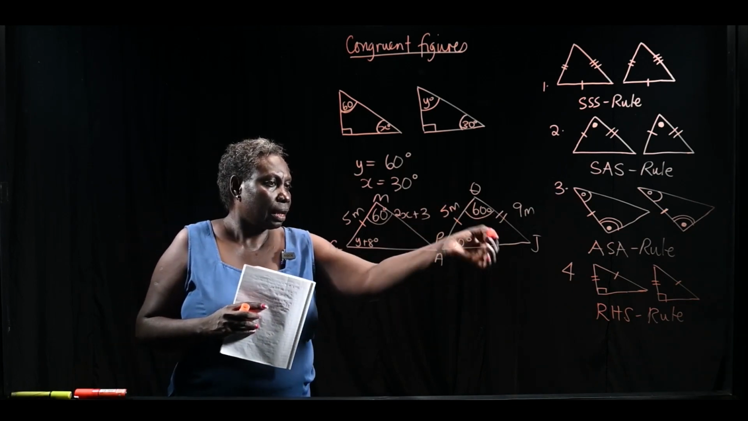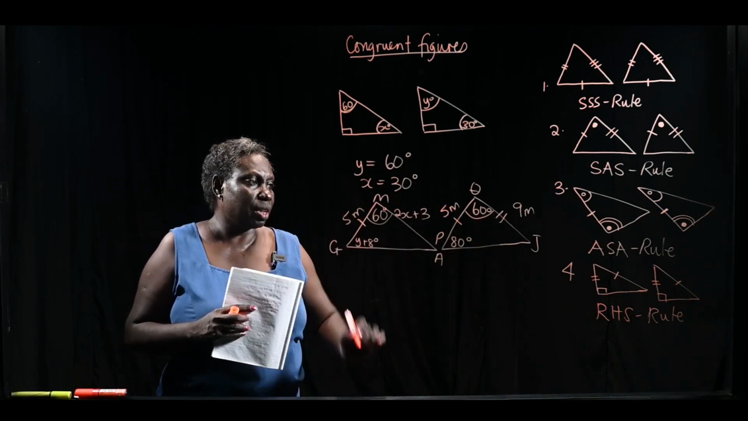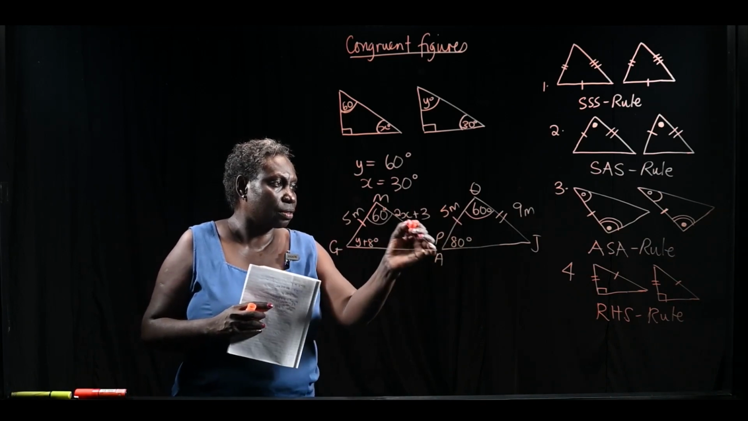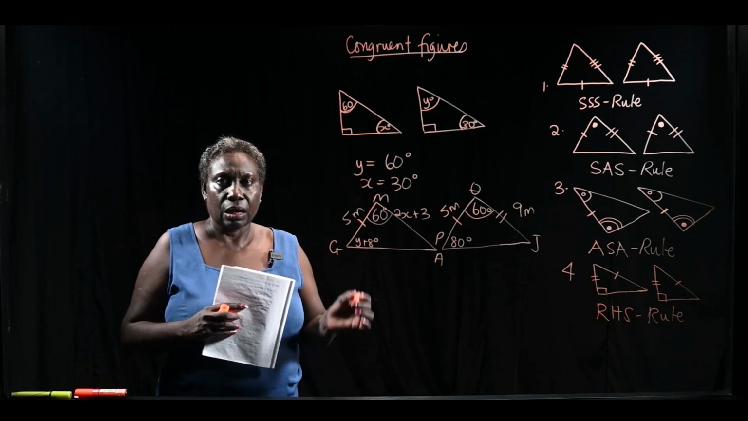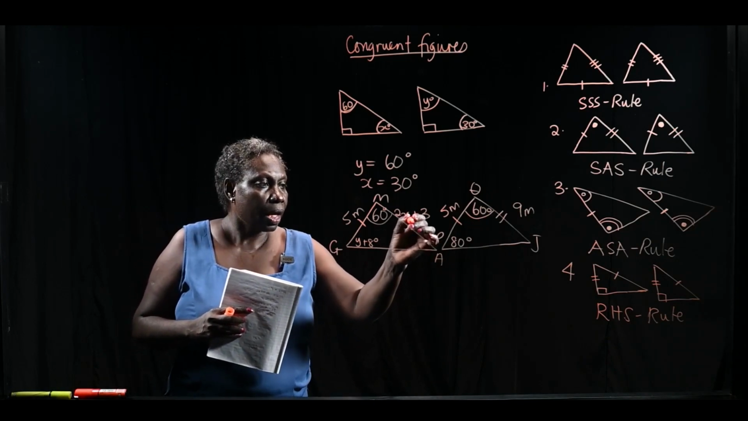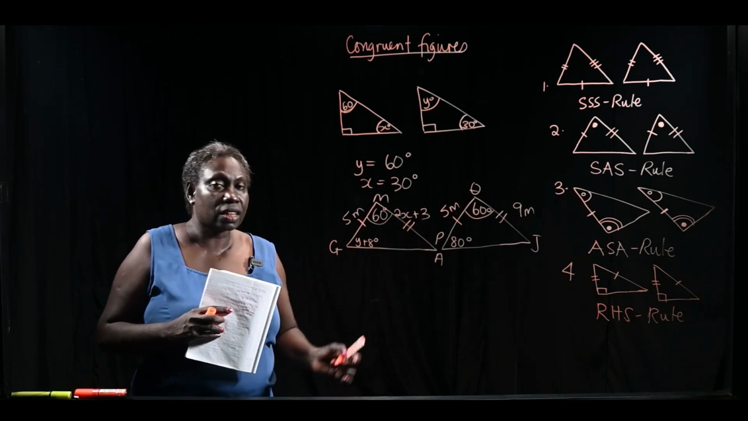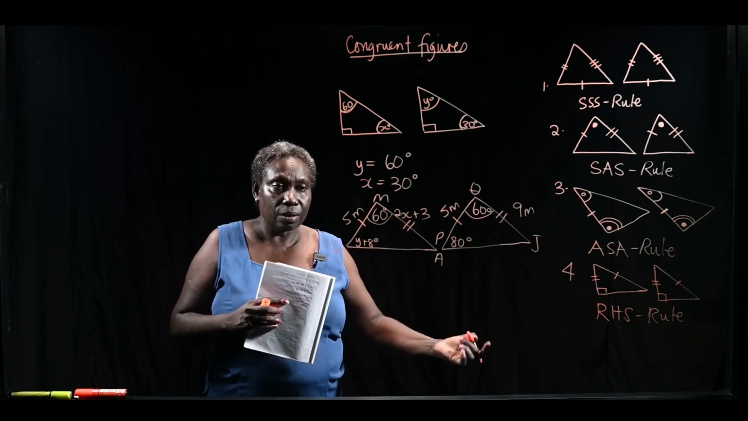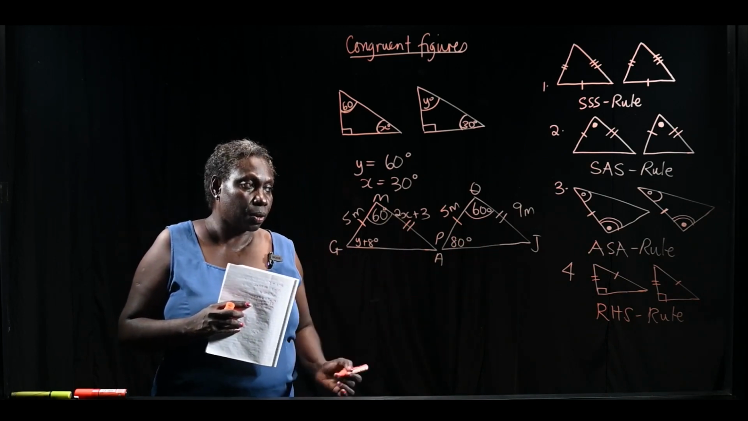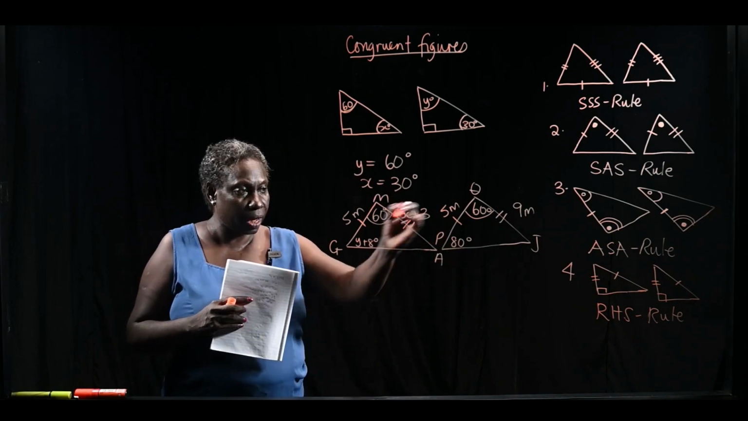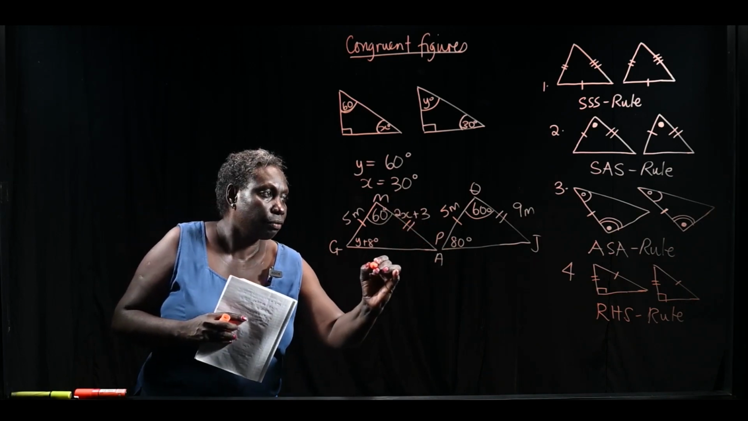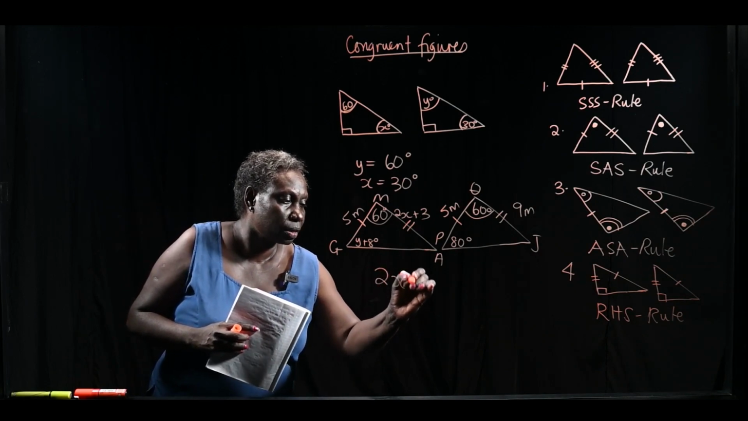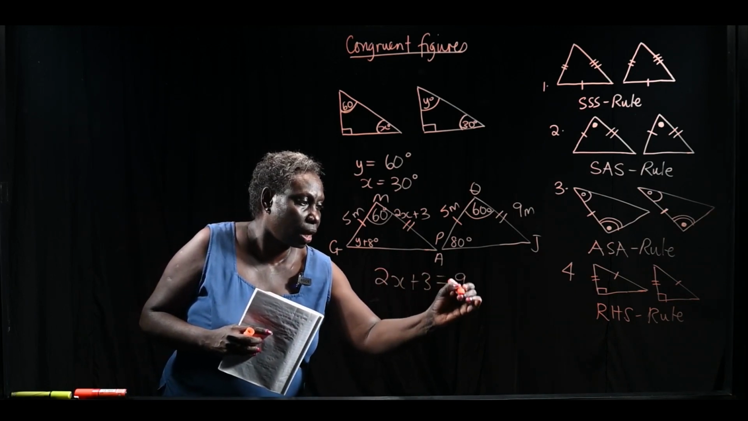We know that if this side is 5 meters and this side is 5 meters, they are congruent sides. So, 9 meters will correspond to MA. So, 2x plus 3 is congruent to 9 meters, or we say corresponds to 9 meters. So, we are going to use that to find the value of x. So, we say 2x plus 3 is equal to 9.